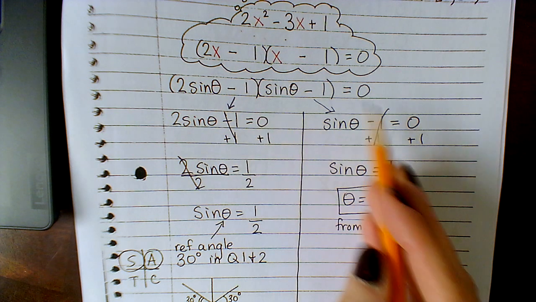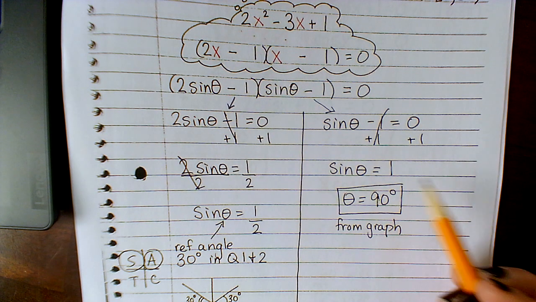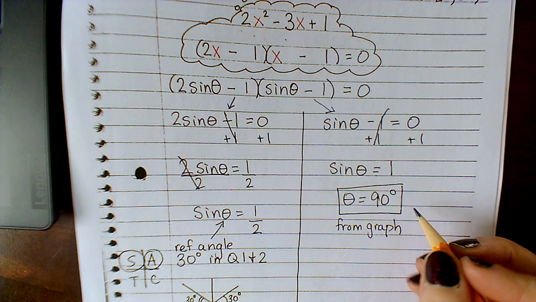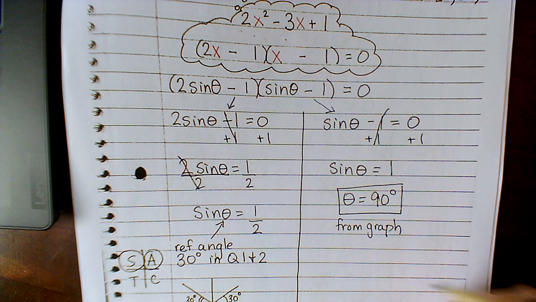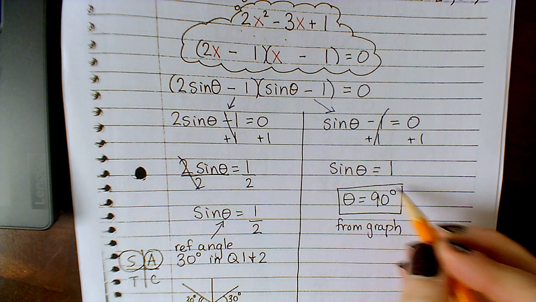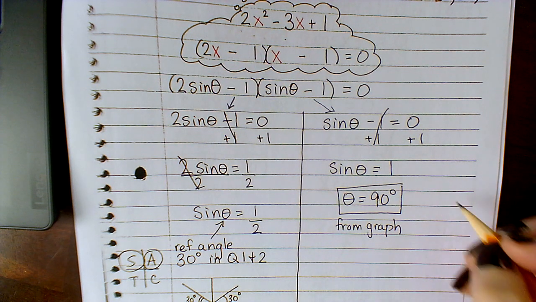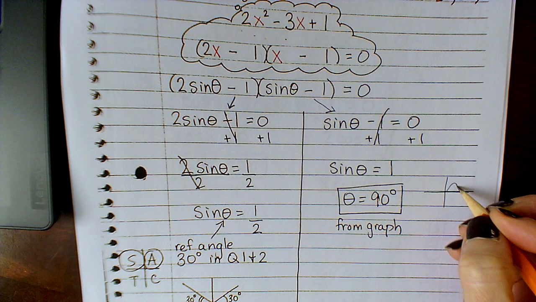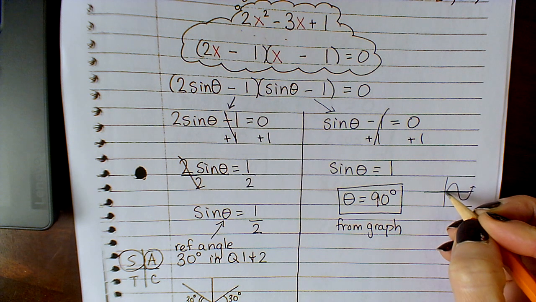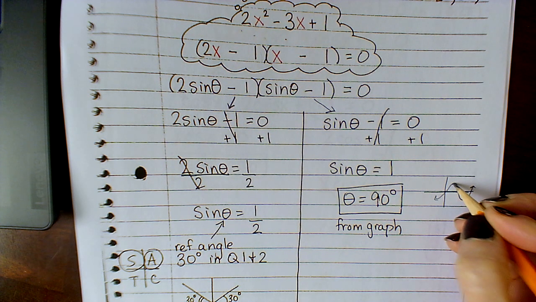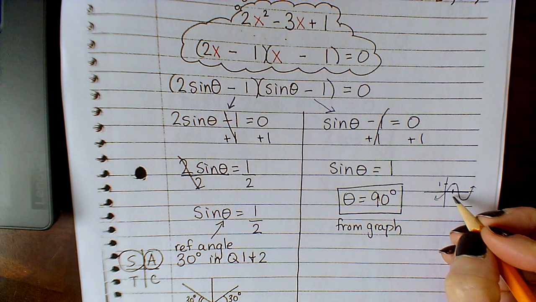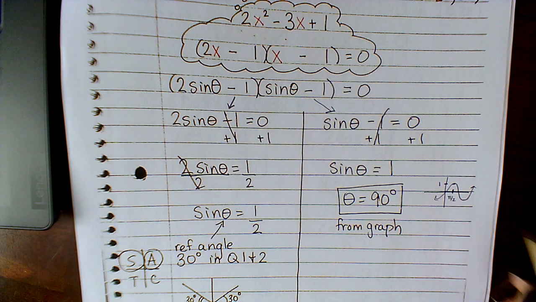Over here, sine theta minus 1 equals 0. If I add 1 to both sides, I get sine theta equals 1. For this one you can use the graph, or you can do the inverse sine of 1 and get 90 degrees. But this one you would just look at the graph of the sine function and say, okay, right there is where it's 1, and that value right there is pi over 2, or 90 degrees.